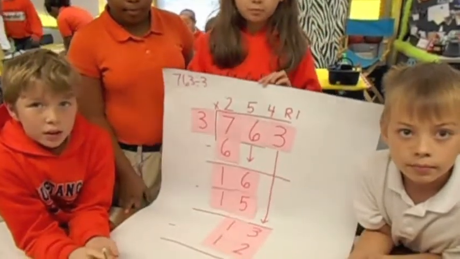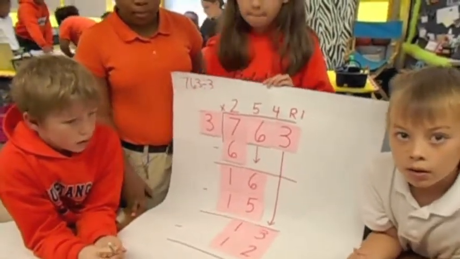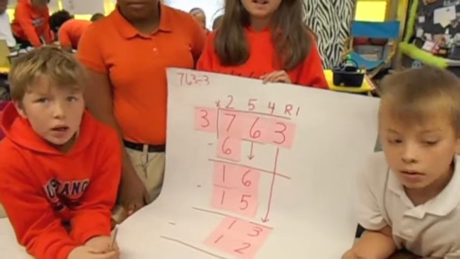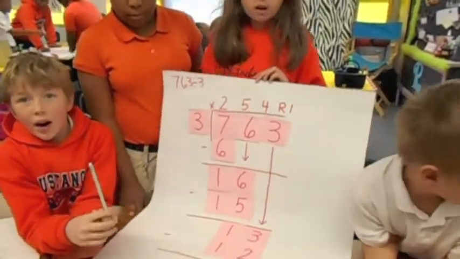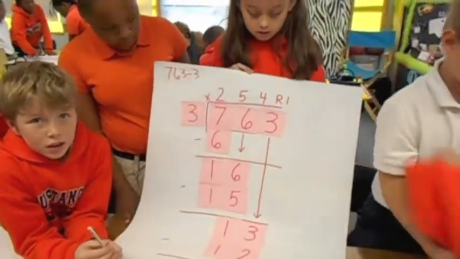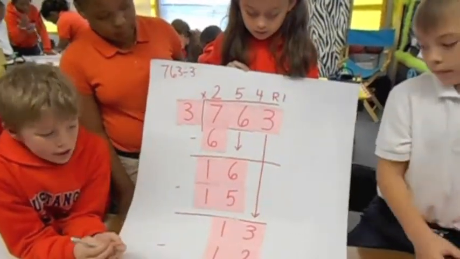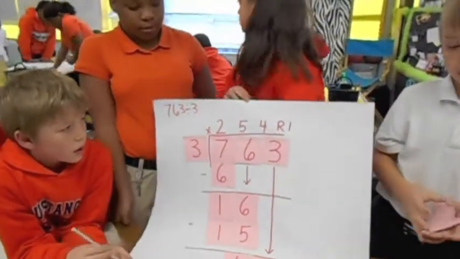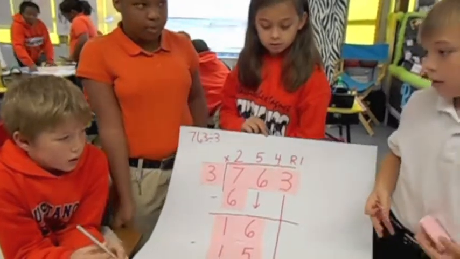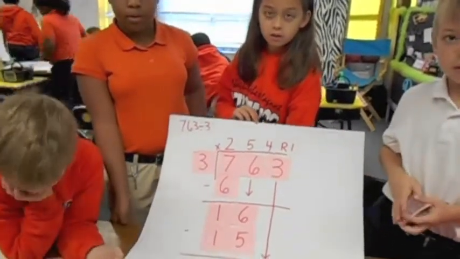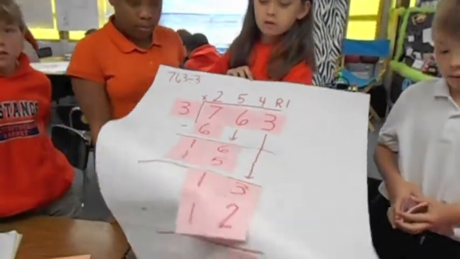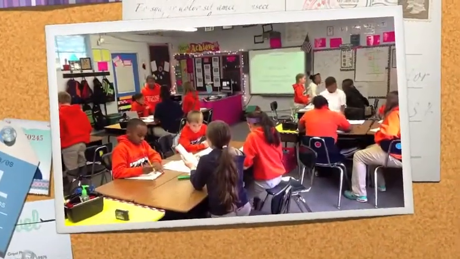Now you have one more step. You came for a challenge card, but we have one more step. You have to create a word problem for me now using the equation 763 divided by 3 equals 254, remainder 1. If you could do me a favor and create your word problem in your notebooks for me. Good job, you guys.